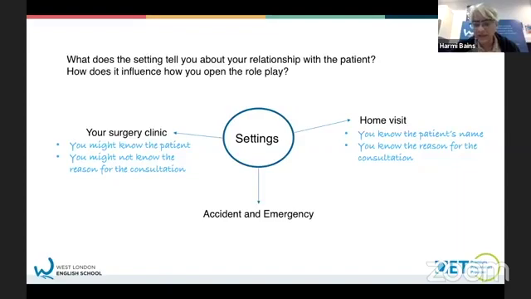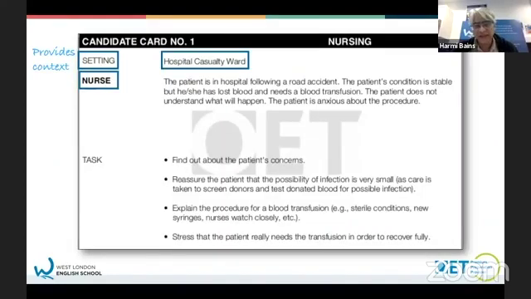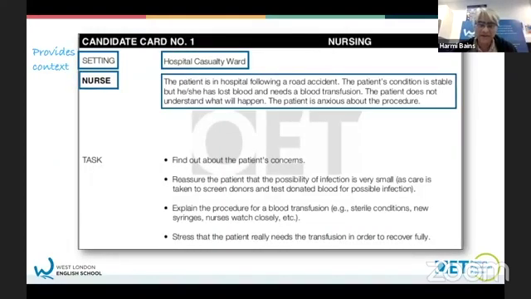Again, A and E, if you're in accident and emergency, you may not know the patient. You may or may not know the reason why you're meeting the patient, but A&E people generally just come in. So really think about the setting. Here we've got background information, and this provides you with useful information. Read this carefully in those 3 minutes, and get as much information from this as you can.